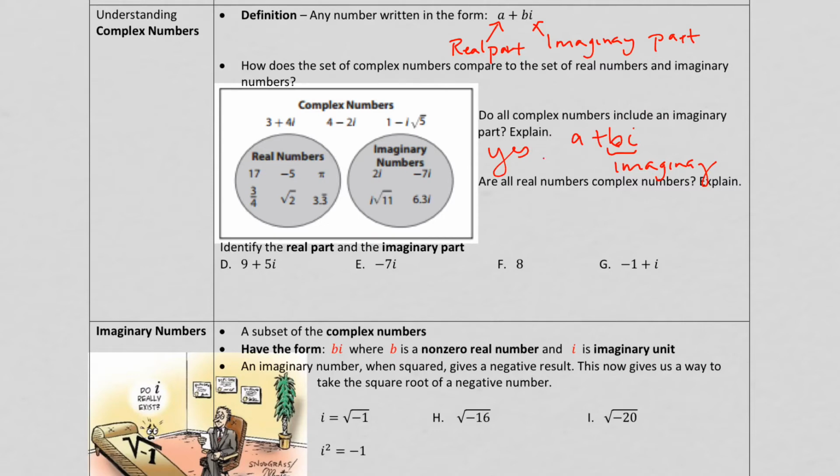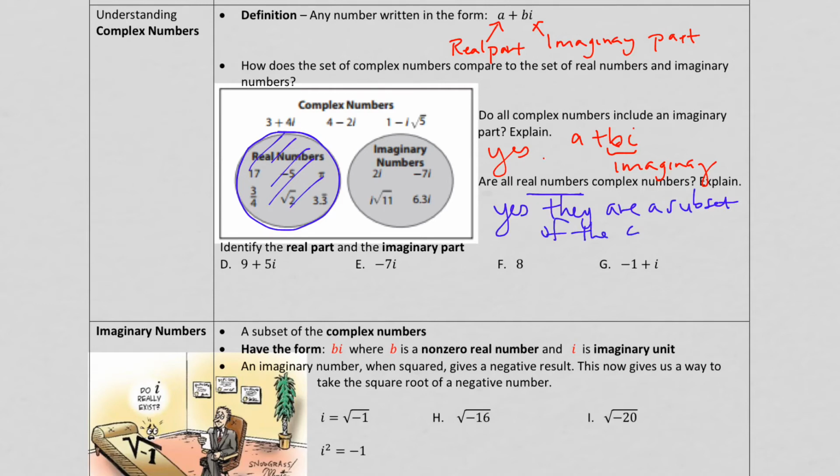Next question says, are all real numbers complex numbers? Again, if you use the Venn diagram as a tool here, notice how the real numbers, which are represented by this circle in the Venn diagram, are all going to be inside of the complex numbers. So here again, you would say yes, all real numbers are complex numbers because they are a subset of the complex numbers.